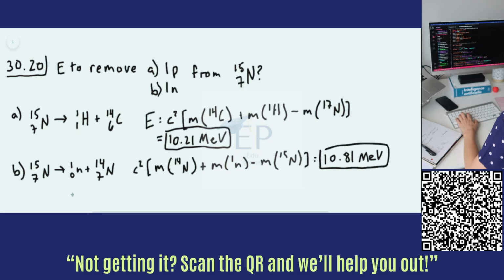And now the reason for this is that the proton has an electric charge, and so the repulsion of the other protons in the nucleus helps you basically. You don't have to expend as much energy because the other protons are wanting to get rid of this proton anyway.